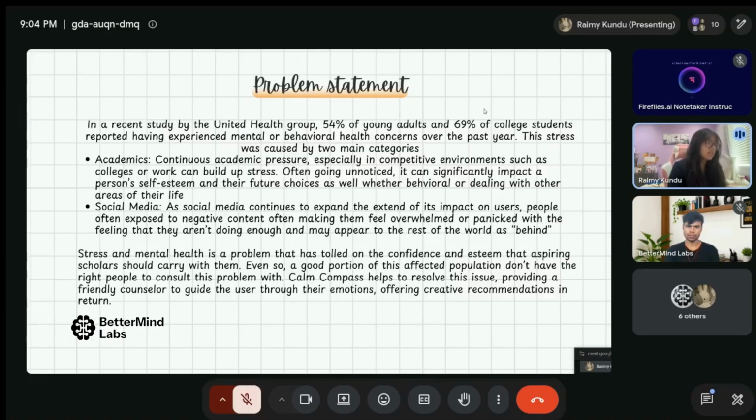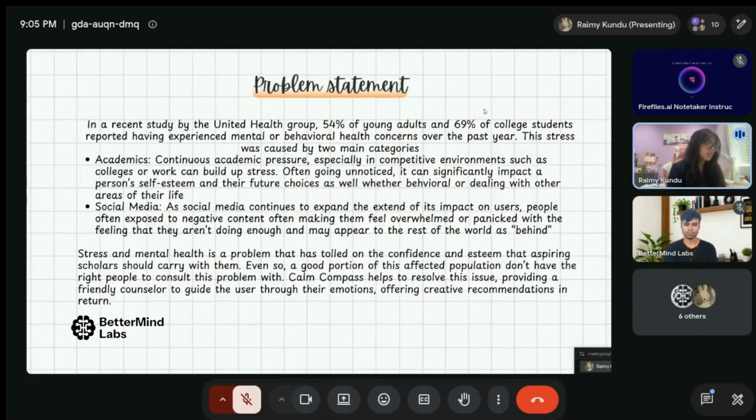For social media, stress is one that has been building up for the past few decades. It continues to expand the extent of its impact on users as well. People often are exposed to negative content, making them feel overwhelmed or panicked or have a decrease in, again, self-esteem and confidence, often with the feeling that they aren't doing enough and may appear to the rest of the world as falling behind because of the high standards that we have in today's society.